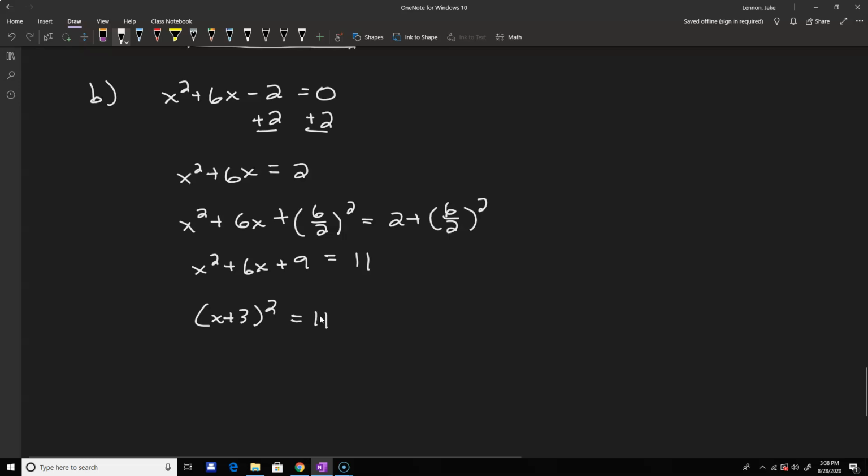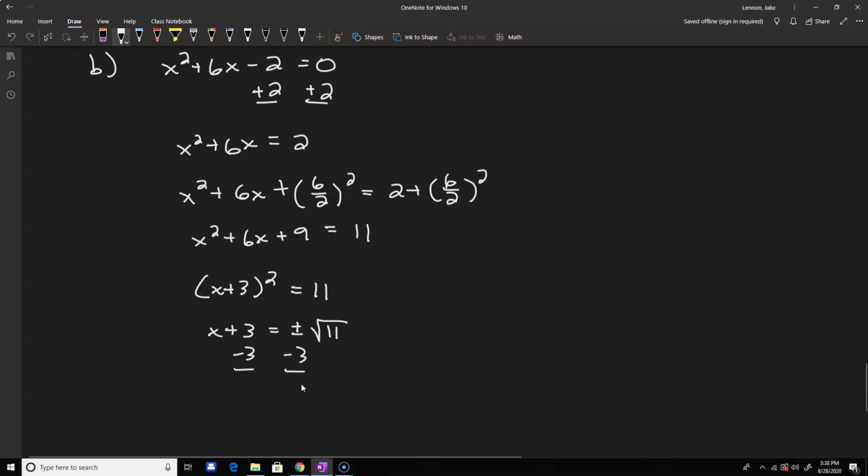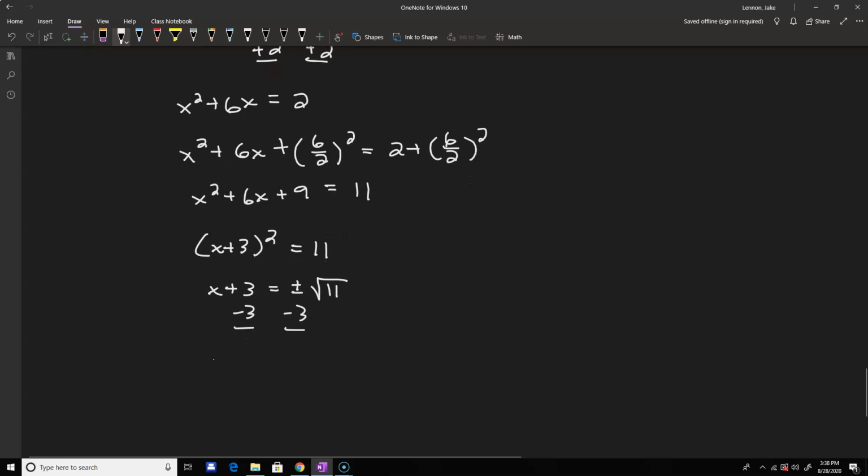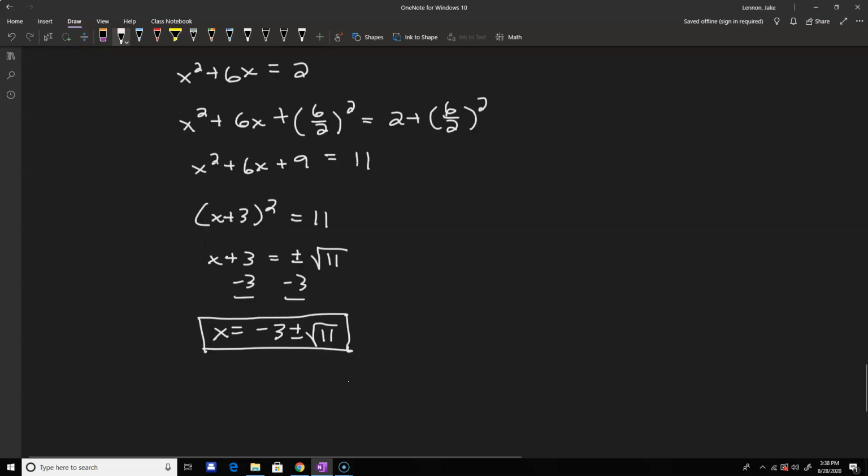That will equal 11. So we end up with x plus 3 is equal to plus or minus the square root of 11. And then you just want to subtract 3 from both sides. So we get our two answers. So x is negative 3 plus or minus the square root of 11. And that's it. So these answers might seem a little bit similar to what you've seen if you've done the quadratic formula before.